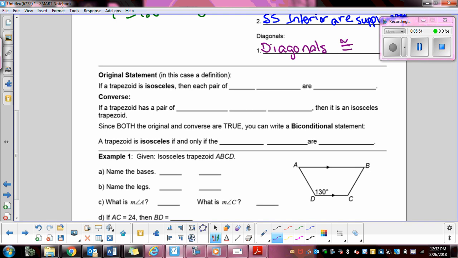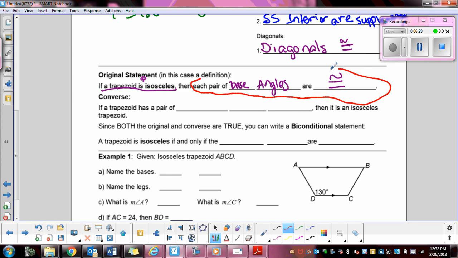Let's look at this. So the original statement in this case, this is a definition. If a trapezoid is isosceles, so we always underline our hypothesis, and that's after the if. We write P. Then each pair of base angles are congruent. You guys can spell it out if you want. But we underline our hypothesis and write P, and then I'm going to circle my conclusion, which is after the then, and then I'm going to write Q.